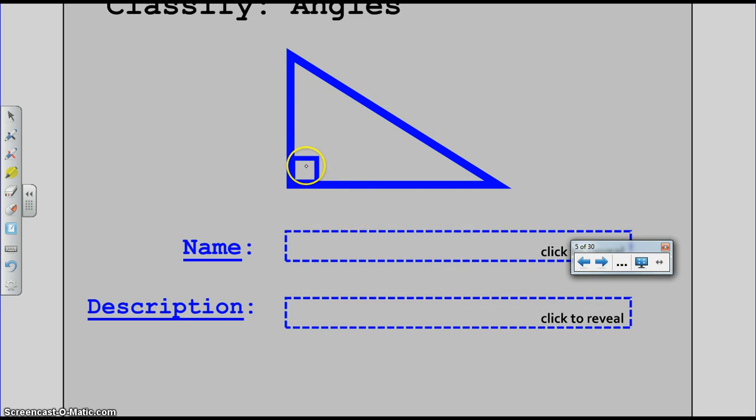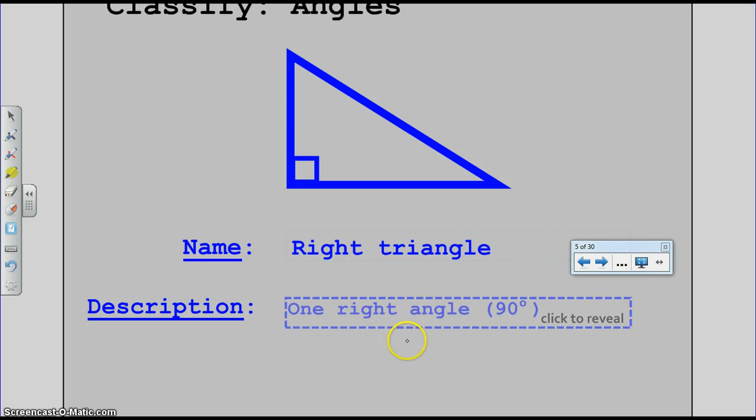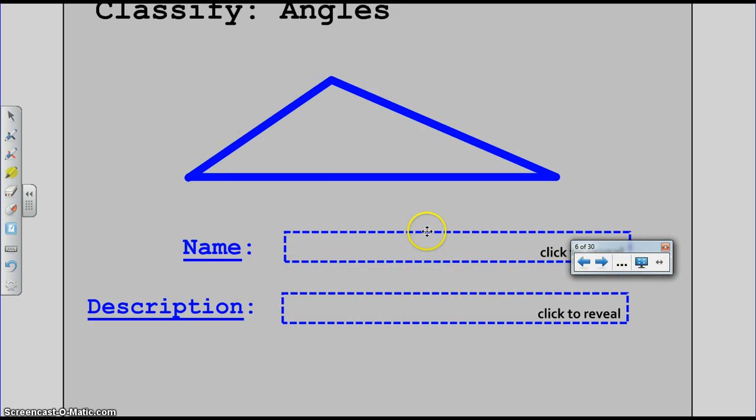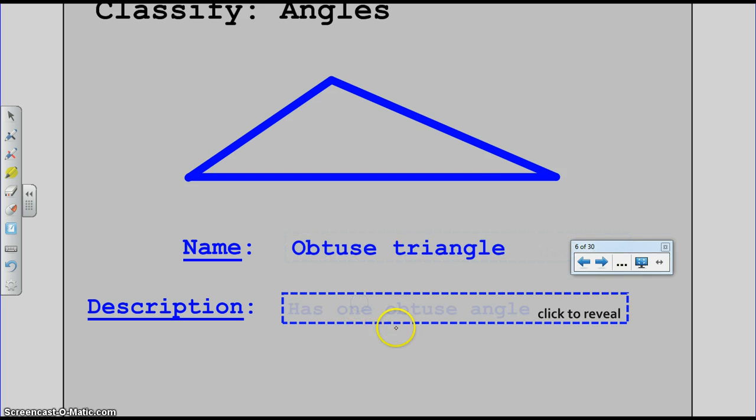This is a right angle, so it is a right triangle. One right angle. This is an angle that is bigger than 90, and bigger than 90 means obtuse. This is an obtuse triangle.